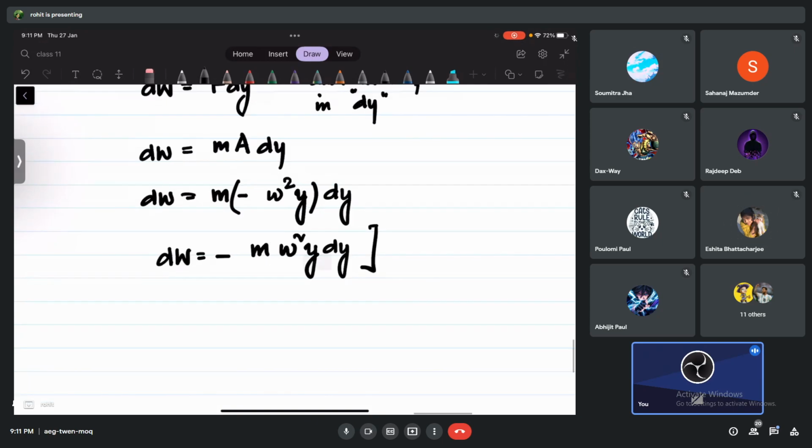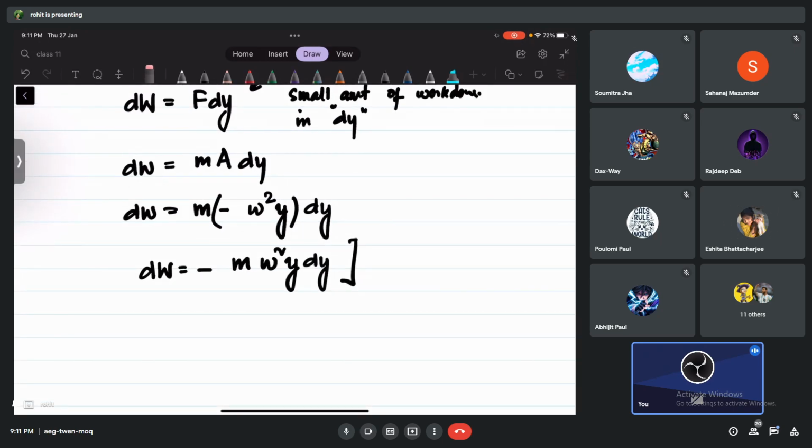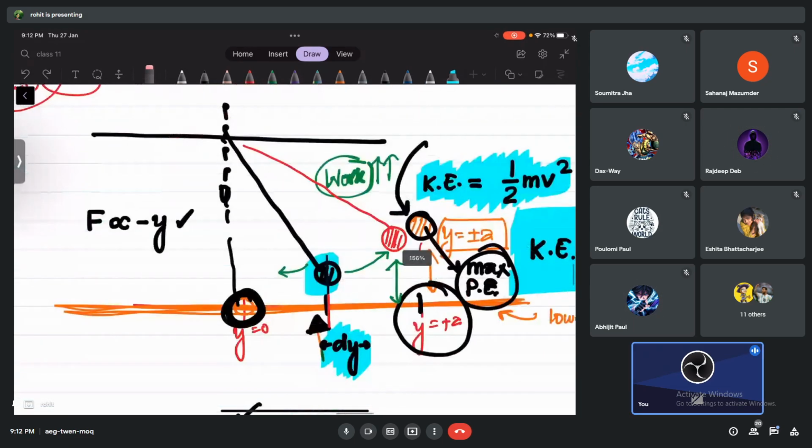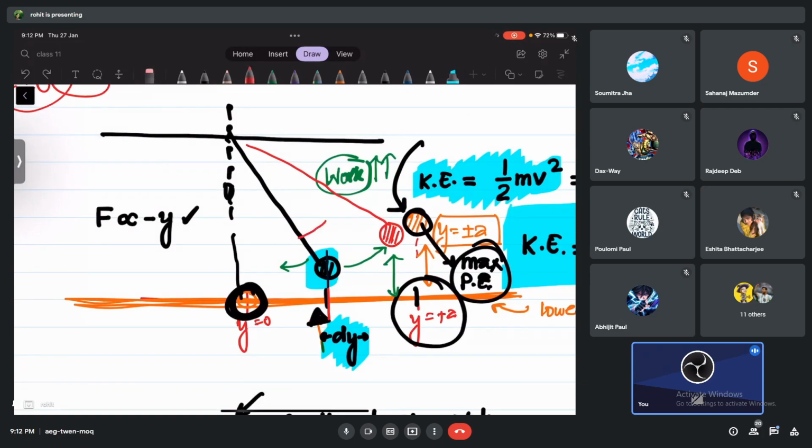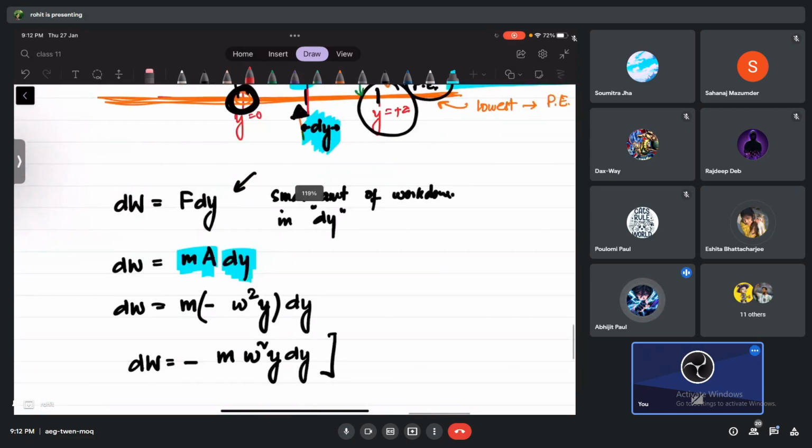I forgot to tell you. I wrote directly, that's why I missed something. What about the force and the displacement? What do you think? They are same or opposite? Opposite. I'll go back and show you the diagram. Do you agree with me that the restoring force is acting in this direction or not? Yes, sir. And we are producing displacement in this direction, right? Yes, sir. So force and displacement are same or opposite? Opposite.